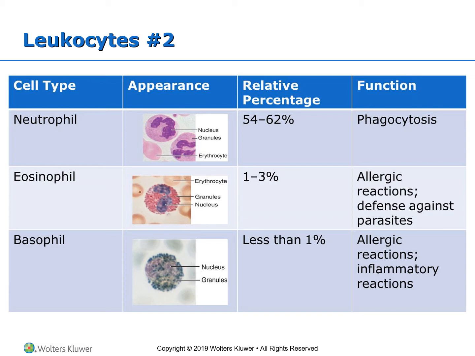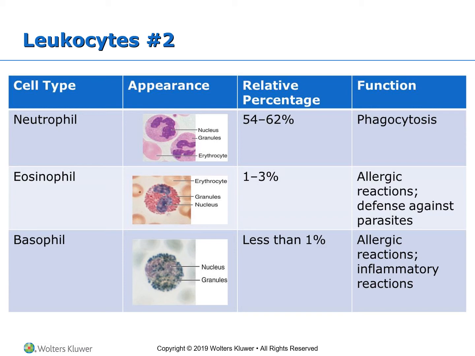They can be up to 62% of the leukocytes. We have the eosinophils that are in small numbers, up to 3%, and we have the basophil leukocytes that are less than 1%. Now, basophils stain with basic dyes only, while eosinophils stain with acidic only.